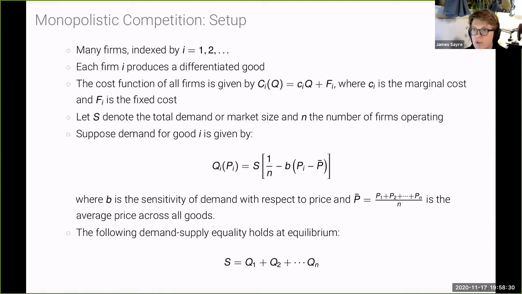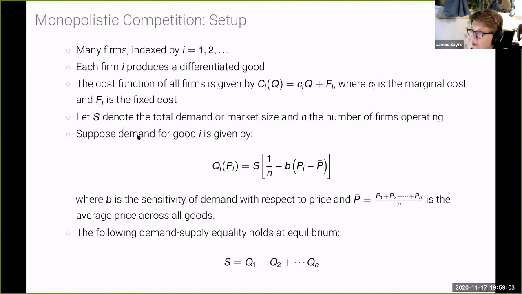Each firm is going to produce a differentiated good. And so you can think that maybe we're in one industry, and each firm is within that industry. So for instance, if we're thinking about the car industry, then each firm i is going to produce some brand of cars. So you've got Toyota, you've got Subaru, you've got Ford, GM, and so on and so forth. And so what we want to think of is we're within one industry, and each firm is going to produce a slightly differentiated product within that industry.